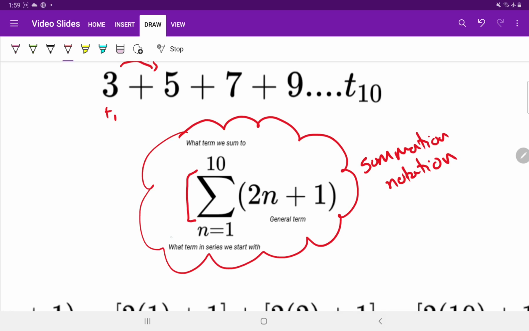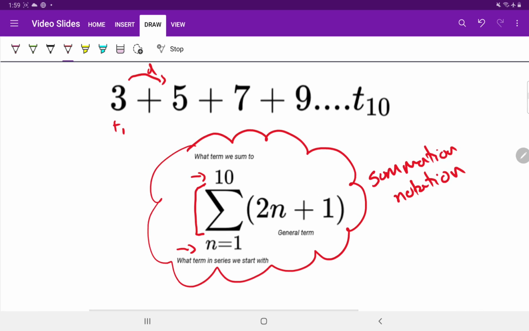You'll notice that there is some number at the bottom and some number at the top. The number at the bottom refers to the variable that's going to be in our general equation, and it tells us where we start. So we're starting with n equals 1, in this case term 1. That's what it means in this specific context. And the number at the top tells us how far we go. In this case, because it says 10, we're going to term 10.